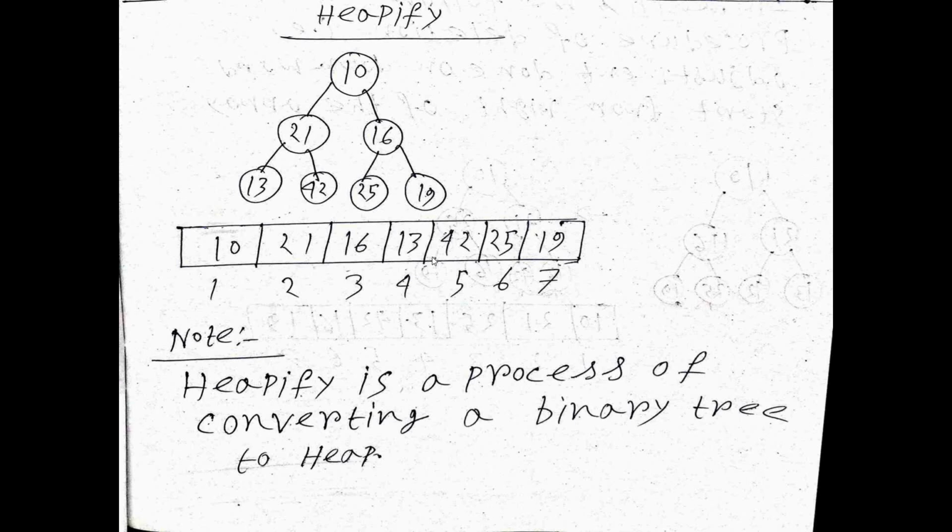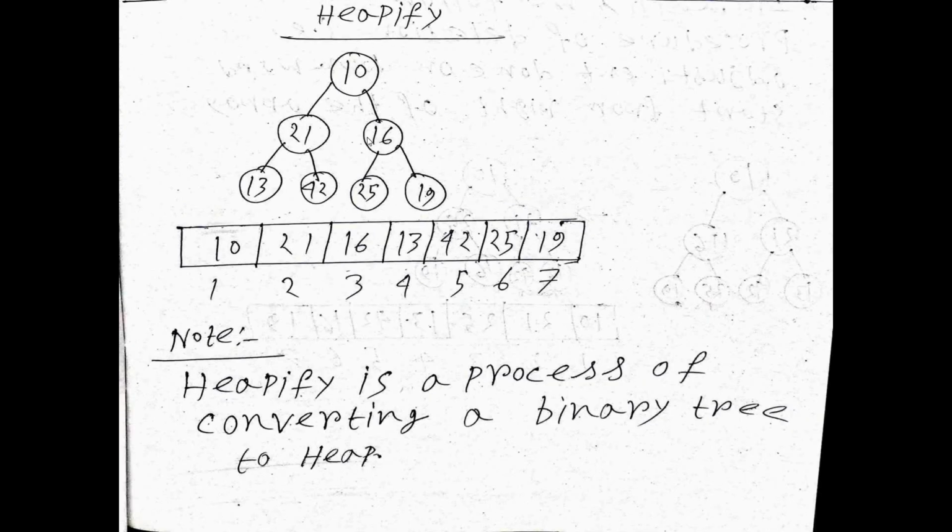Now go to the next element. What is the next element? 42. Come here. There is no child. Yes, this is a max heap. Go to the next element, that is 13. Come here. Yes, this is a max heap because we consider just one element, 13. It becomes a max heap; it does not have any child. Now, what is the next element? 16. The next element is 16.